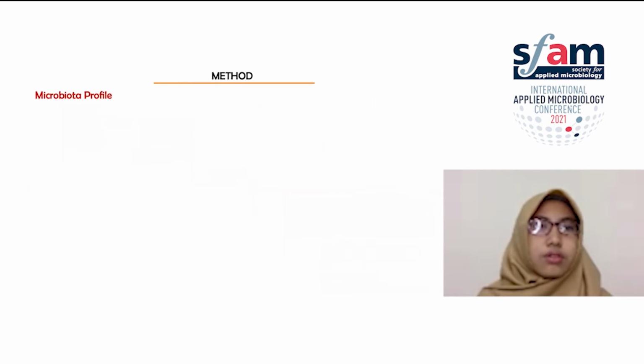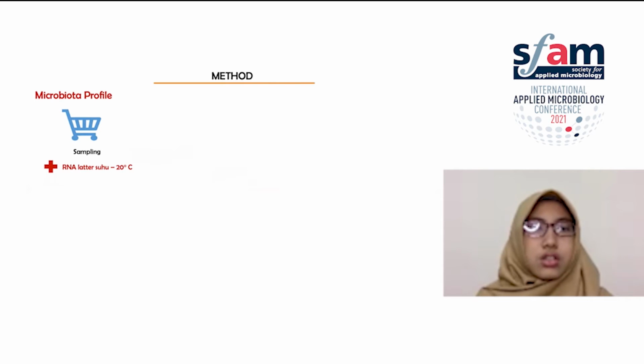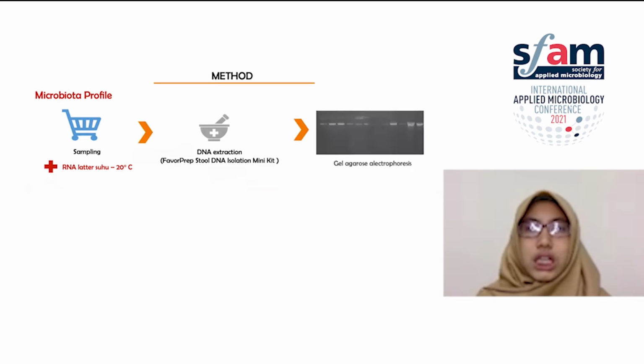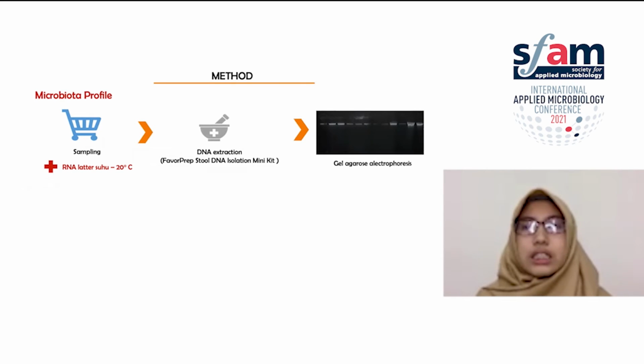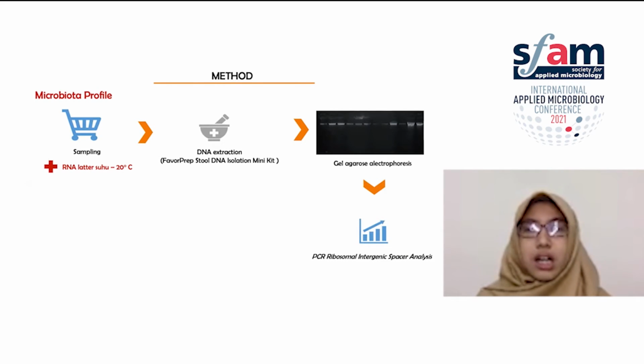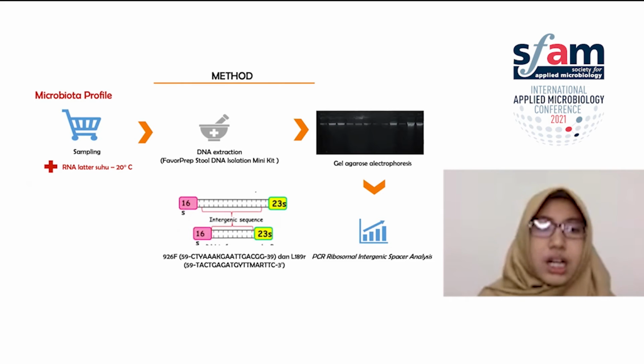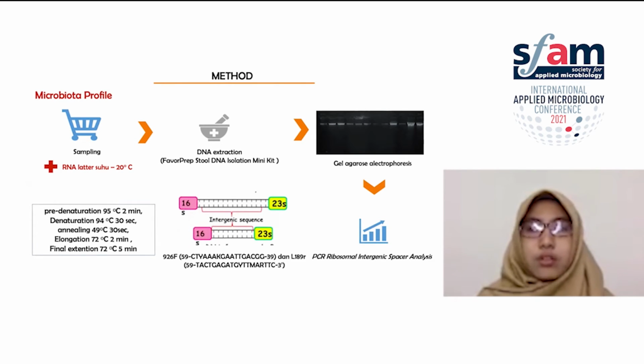This is the method for profiling microbiota. Sampling is done in weeks 0, 4, and 8, and then the samples are stored with RNAlater at -20 degrees Celsius to prevent damage, followed by DNA extraction using a DNA isolation kit. Then we check the genomic DNA using agarose gel electrophoresis. After that, we run PCR for ribosomal intergenic spacer analysis using this primer and this PCR program.